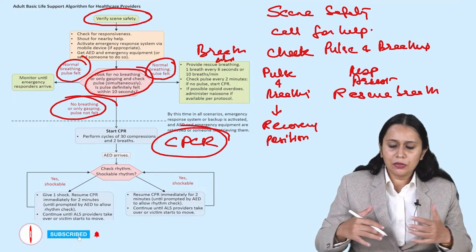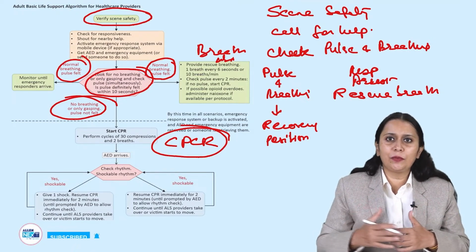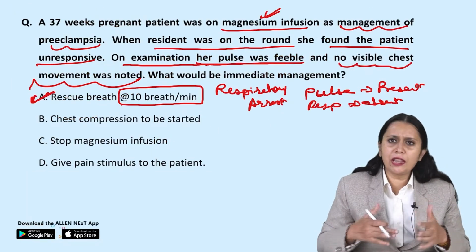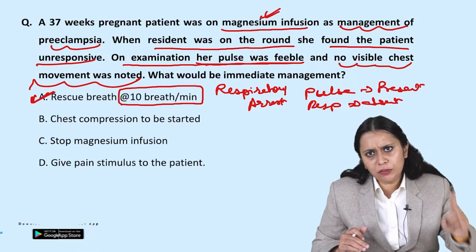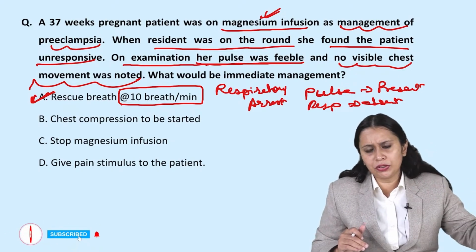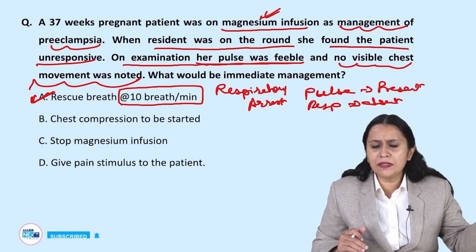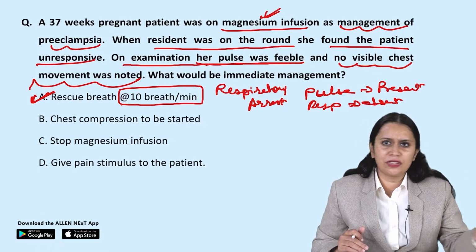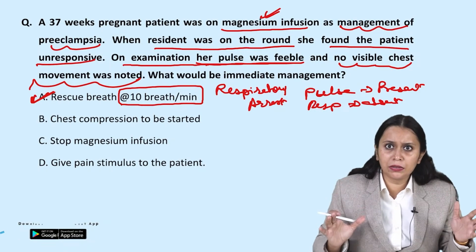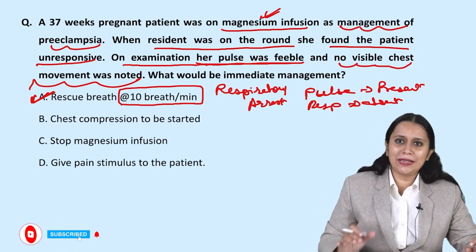Got my point? So this is the basic life support management chart. Different patient scenarios can be given, but only 3 things can be the answer. If both pulse and breathing are there, recovery position. If pulse is there, breathing is absent, rescue breath. If both pulse and breathing are absent, chest compression, CPR has to be started. Remember this, right everyone? So this is basic life support.